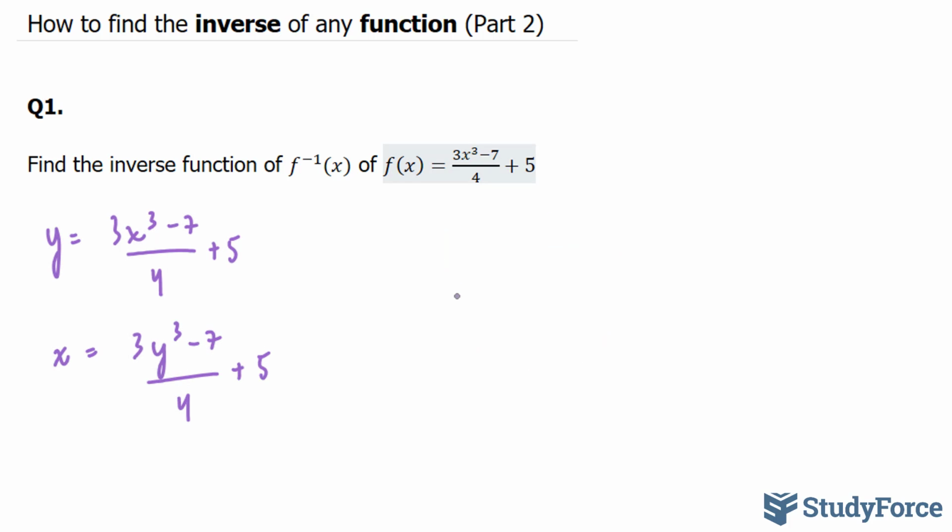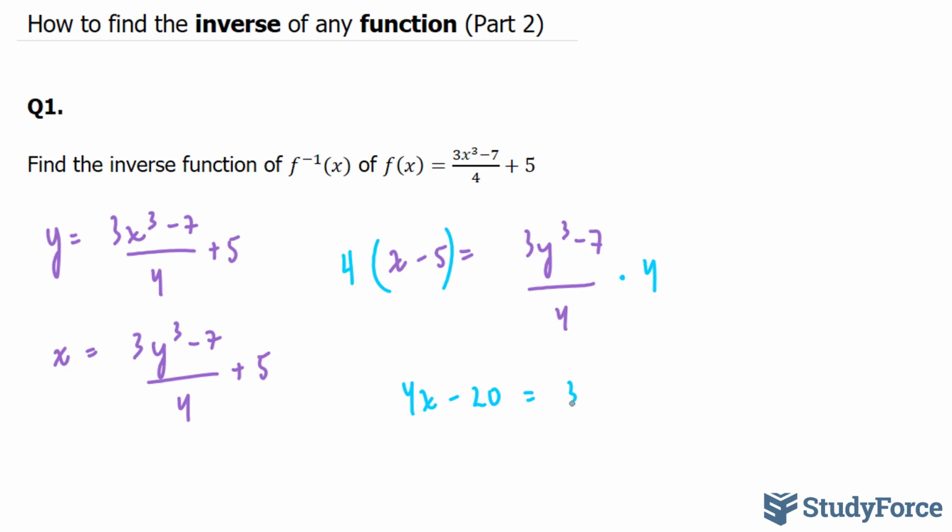Let's do that. First, we'll bring this 5 over. x minus 5 is equal to (3y to the power of 3 minus 7) over 4. Now, you'll have to get rid of this 4, and the way we do that is we multiply both sides by 4. If we multiply both sides by 4 and expand the left side, we end up with 4x minus 20 is equal to 3y to the power of 3 minus 7.